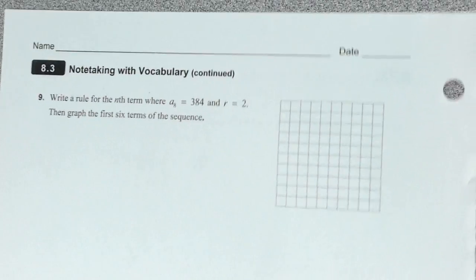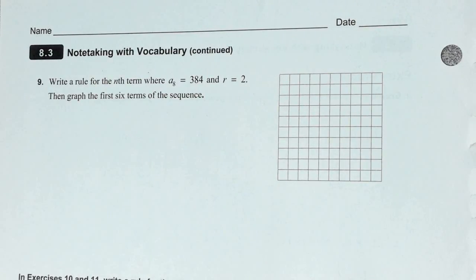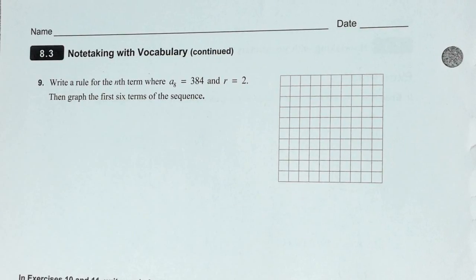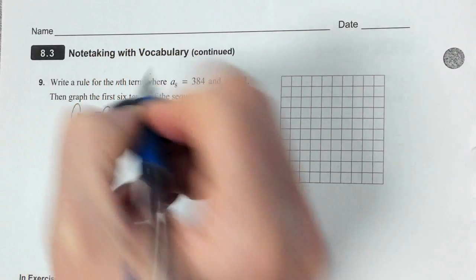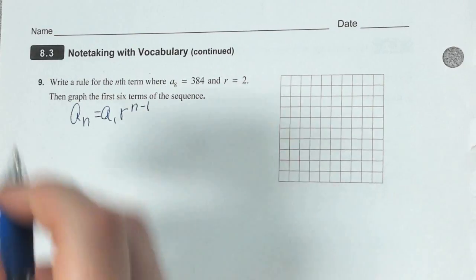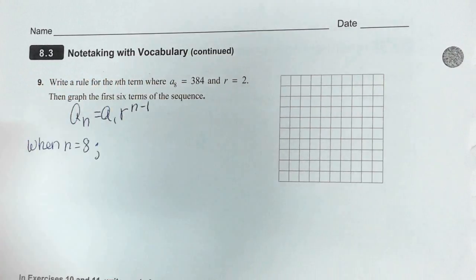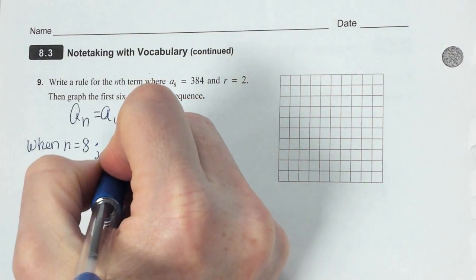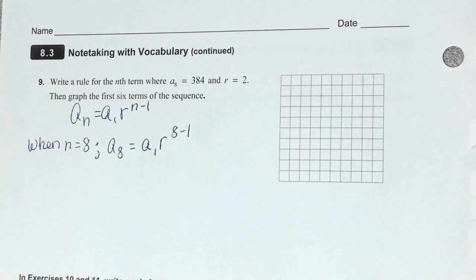Let's go over to the back. Okay, this one's a little bit tougher. Write a rule for the nth term where A sub 8 equals 384 and R equals 2. So I'm going to write my formula. A sub n equals A sub 1 R to the n minus 1. What is n in this case, guys? Right here, 8. So I know when n equals 8, here's what I would get. A sub 8 equals A sub 1 times R to the 8 minus 1.